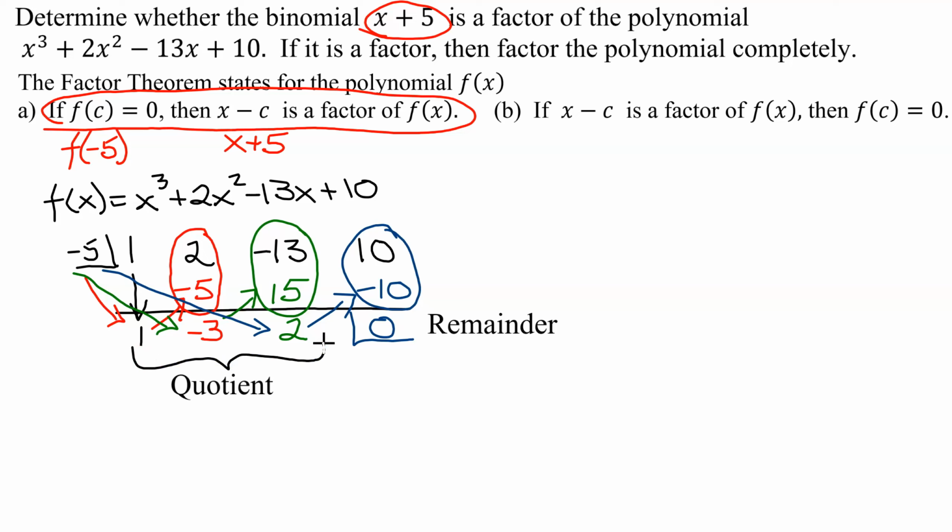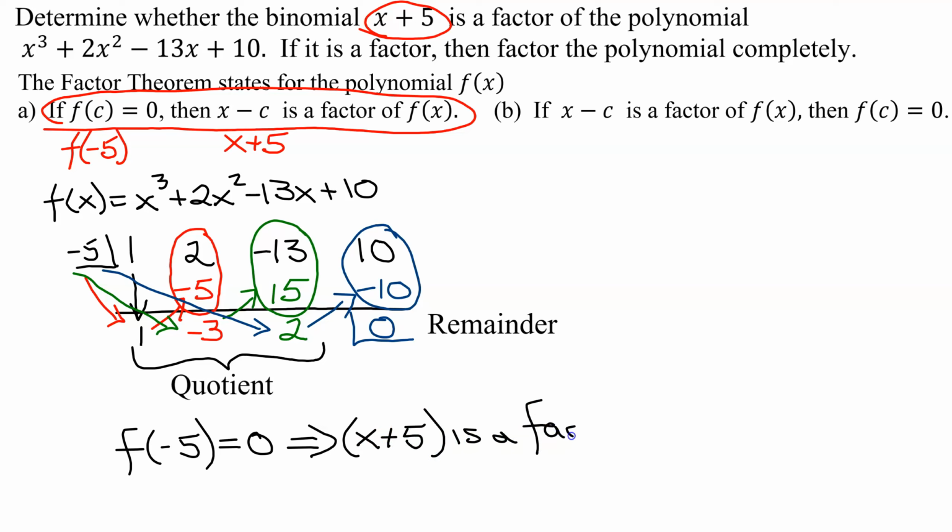And by the remainder theorem, if I divide my polynomial by x plus 5, the remainder is the value of the function at negative 5. So I've just shown that f of negative 5 equals 0. Therefore, I know from the factor theorem that x plus 5 is a factor of my polynomial. So I can now write my polynomial as x plus 5 times my quotient that's here.